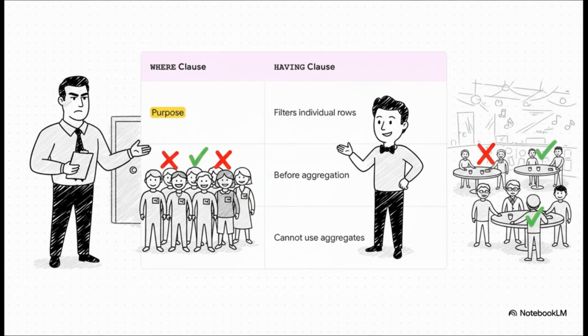The having clause, on the other hand, is like the club manager who's already inside. He looks at the tables of people who are already grouped together and says, okay, only tables where the average age is over 25 get to stay. See the difference? Having filters the groups you already made with group by, and it happens after the aggregation.